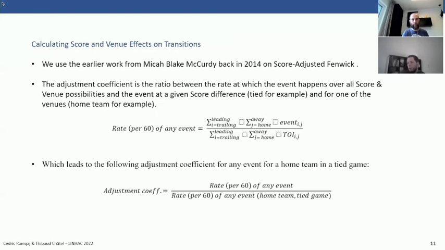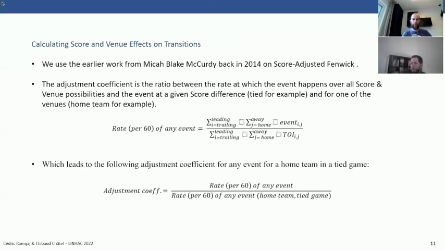So here, quickly, we have the formulas we use to calculate our adjustment coefficients, and it basically comes down to comparing the rate of any event to the rate of that event in a given context. So, for example, a home team in a tying game.